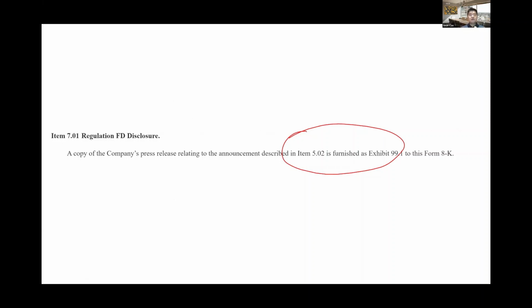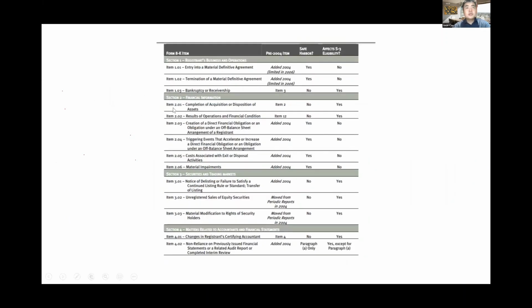So both 7.01 and 8.01 are about the firm's material news that is not disclosed in the previous categories. You can see that each category has its own information. This is material news, this is merger and acquisition.